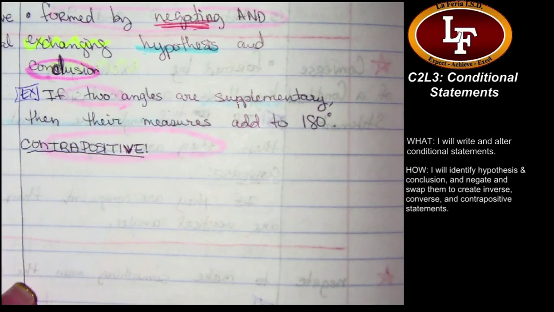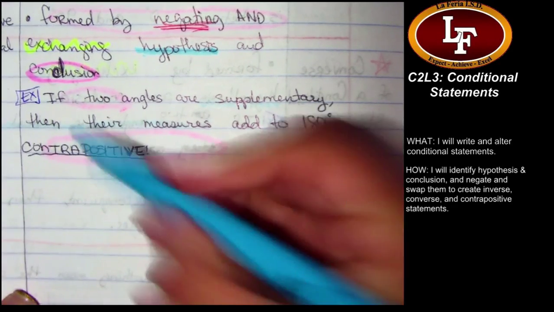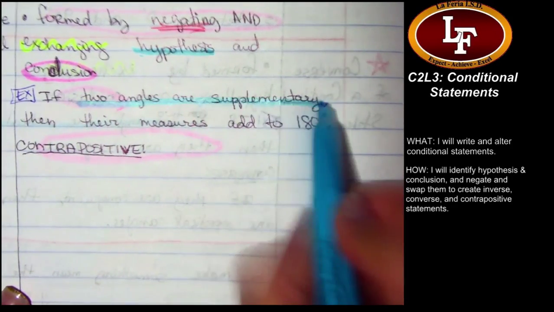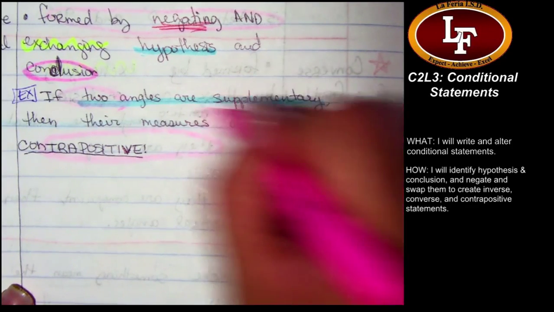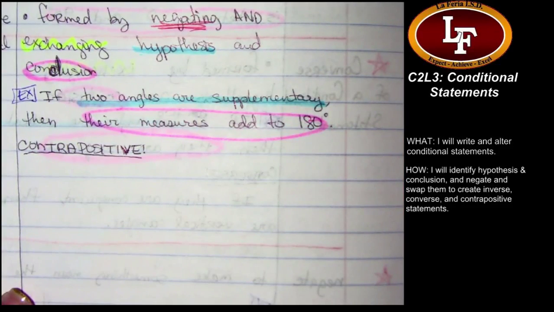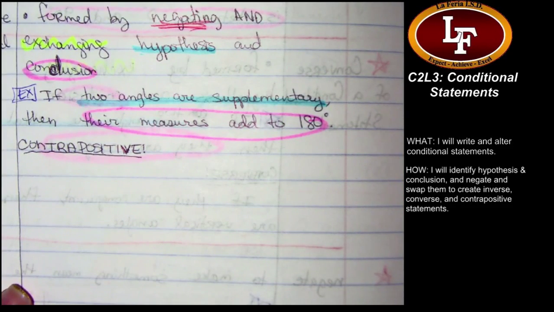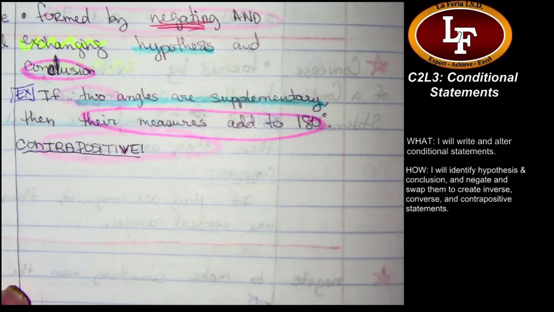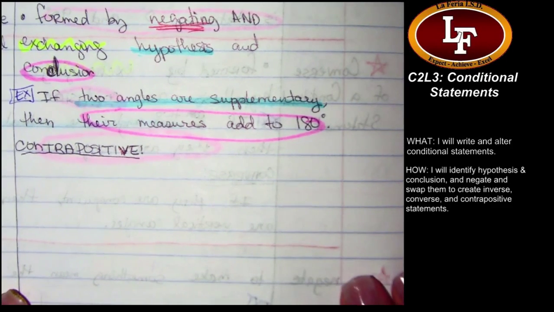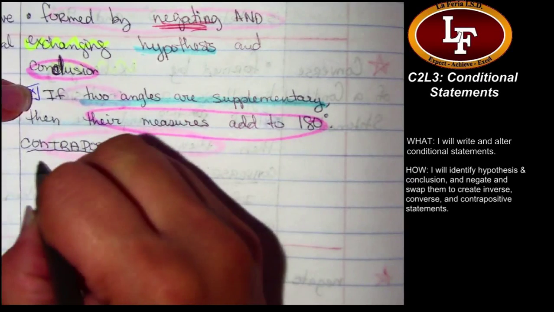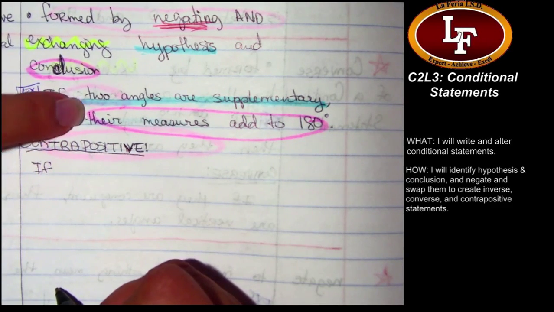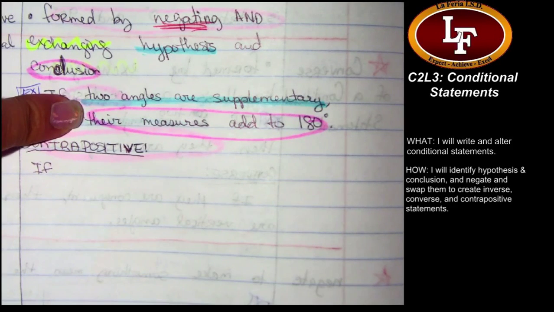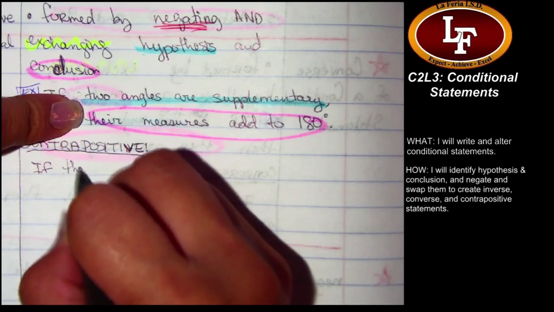First things first, identify that hypothesis: two angles are supplementary. And the conclusion: their measures add to 180. All right, contrapositive, we need to flip them, we need to get them out of order, and then we need to negate them. So, my new hypothesis: if their measures do not add to 180.